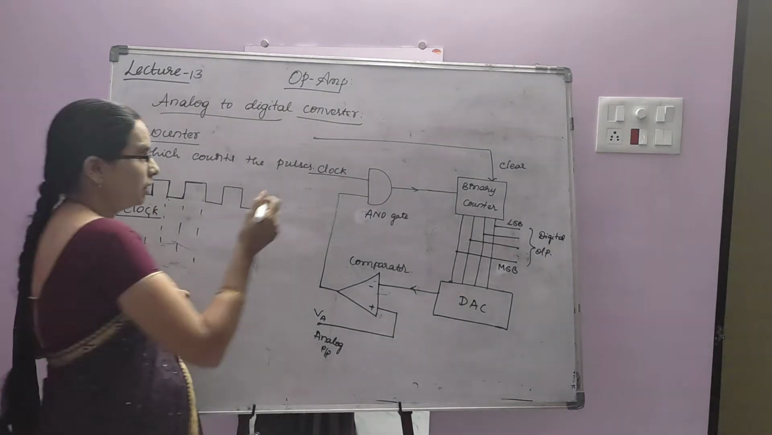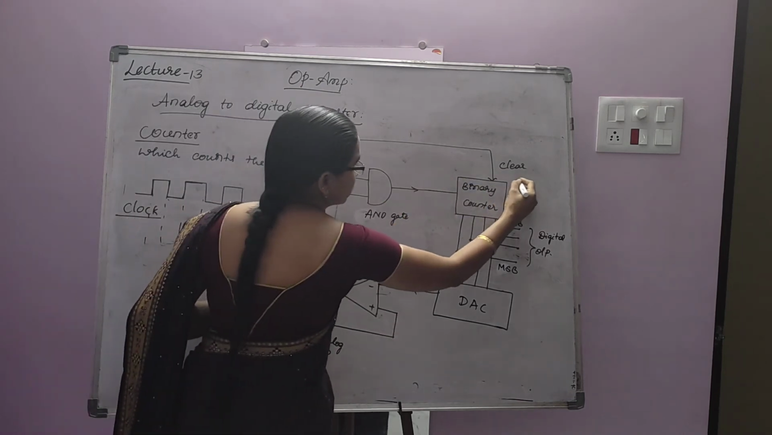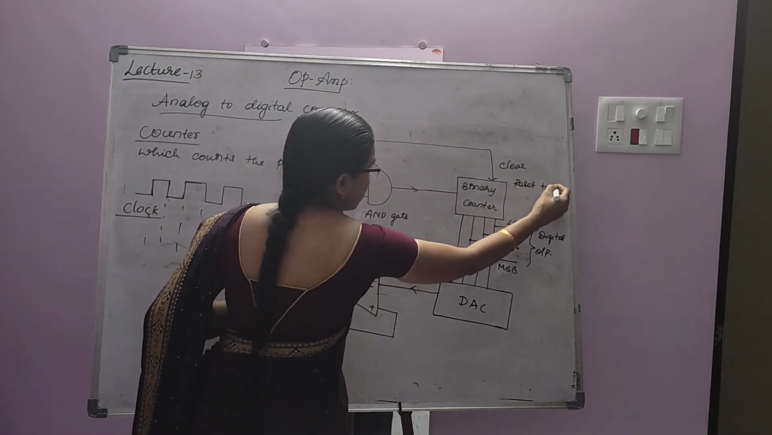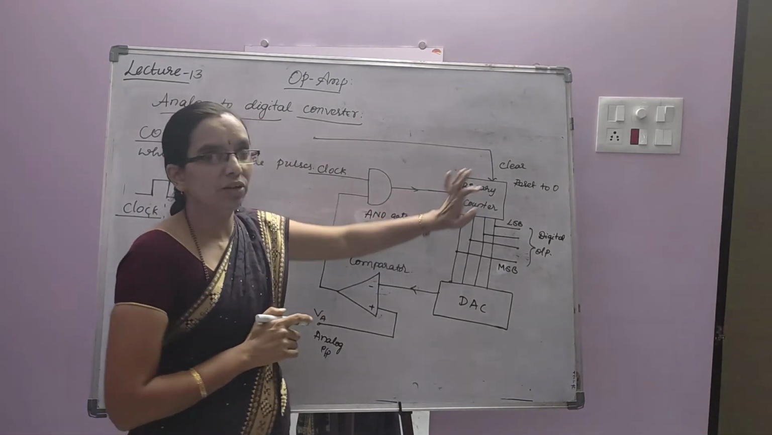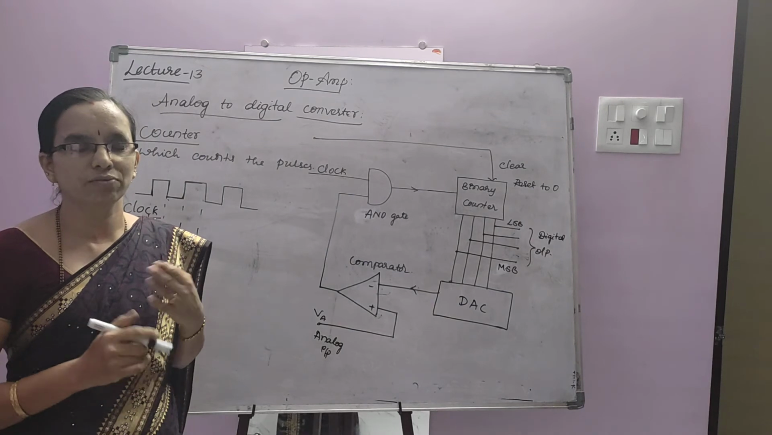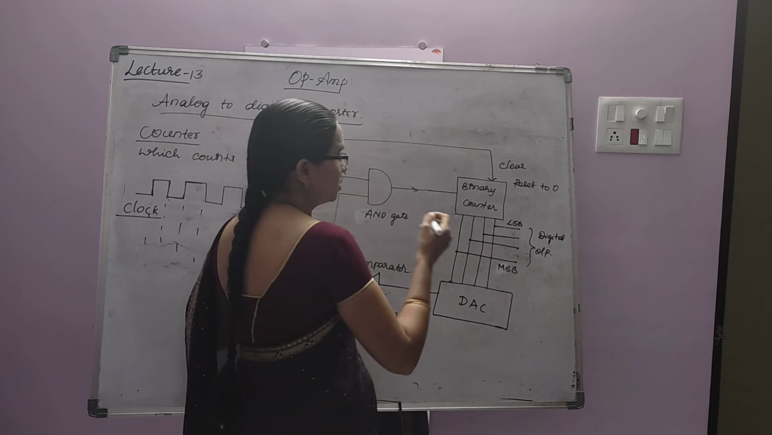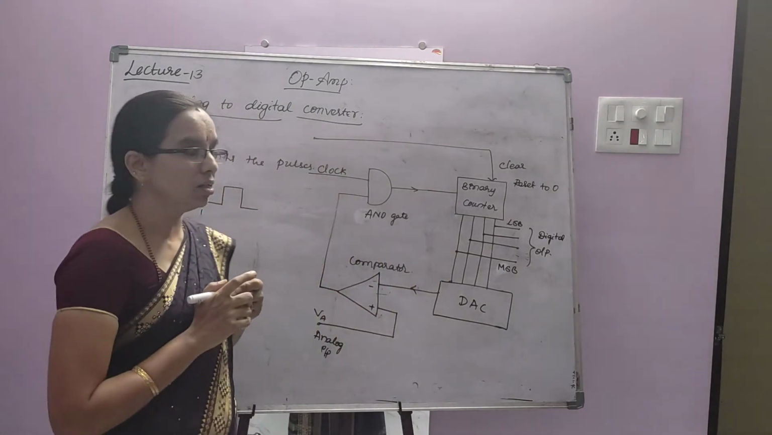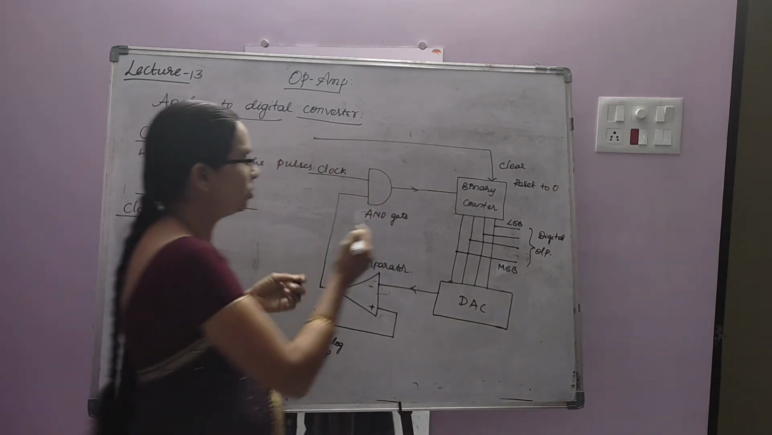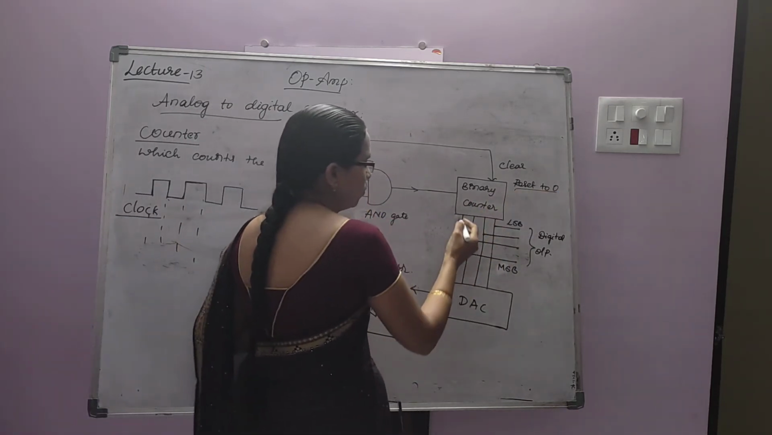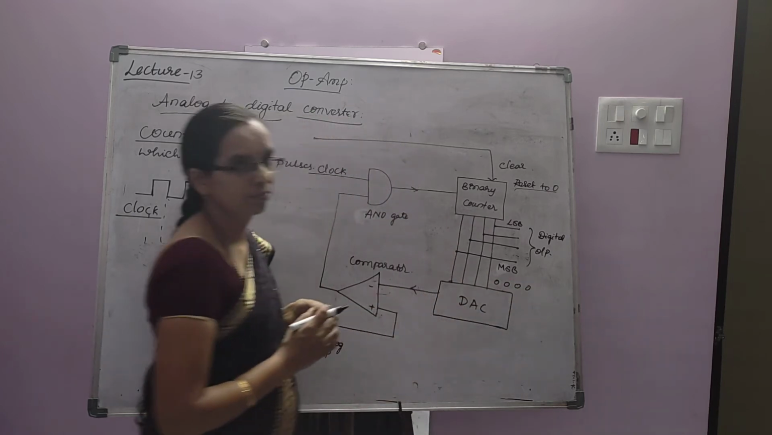Initially this binary counter will be reset to 0 by a clear pulse. This clear input and all, you will get to know once we go to digital electronics. It's okay. Just know that it is a counter which counts the clock pulses. So for the 0th clock pulse, when it is reset to 0, the output of the binary counter will be 0, 0, 0, 0.